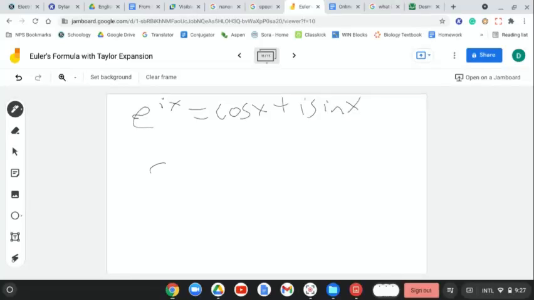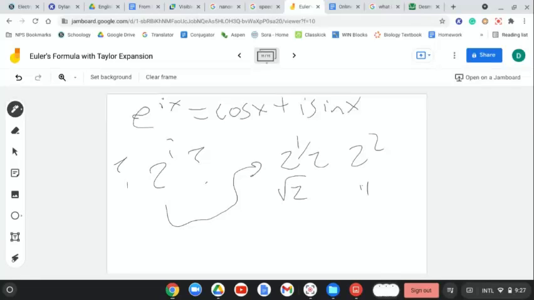If I told you before this to tell me what is 2 to the i, you'd probably be like, I have no idea. But before, if I told you, like, what's 2 to the 1/2? Or 2 squared, you'd be like, oh, that's √2, or oh, that is 4, right? So our definition of exponentiation makes sense when we talk about real numbers, all right? But it breaks down when we start to talk about imaginary numbers, or even harder, complex numbers.